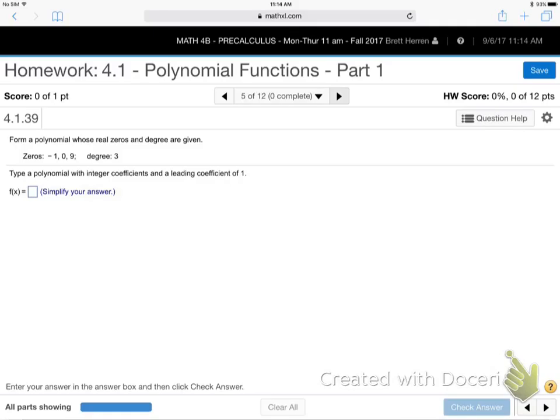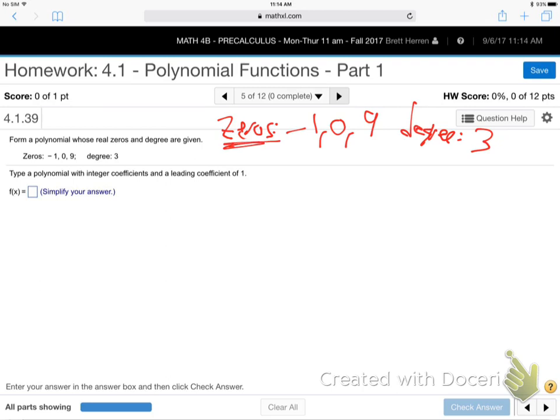So, all right, form a polynomial with real zeros and degree given. So, zeros, let me just write it here bigger for you, in case you can't see it. Minus 1, 0, 9, and the degree, let me scoot it over. The degree is 3. Okay. And type a polynomial with integer coefficients and a leading coefficient of 1. All right.